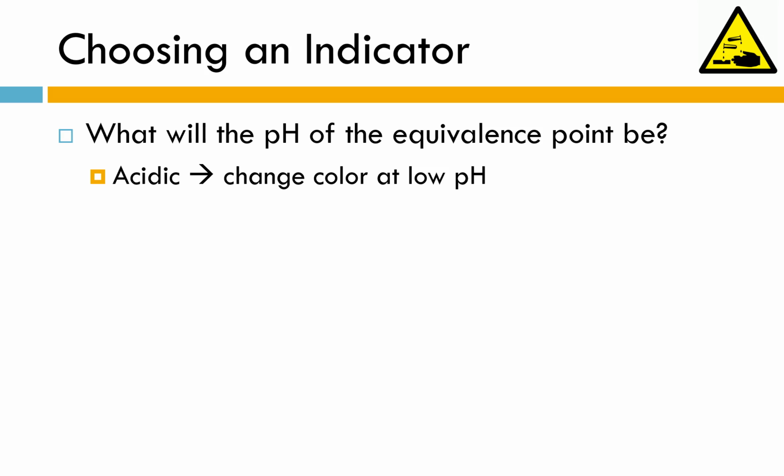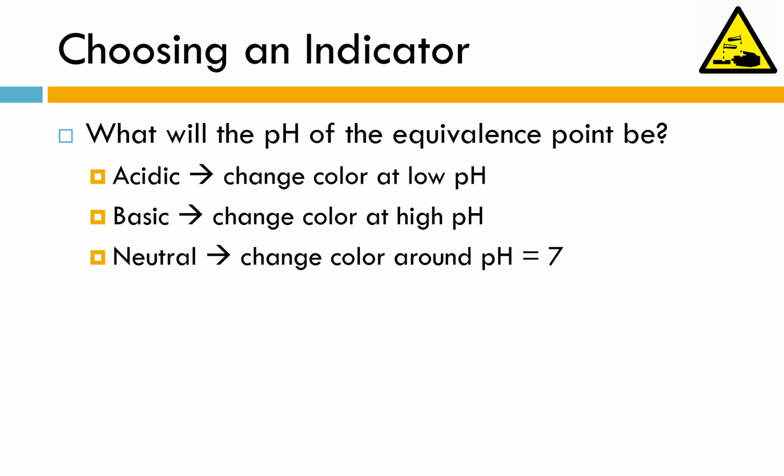An indicator that changes colors in a low or acidic pH range would be needed. If you've got a strong base arm wrestling a weak acid, you need an indicator that changes color at a higher pH, somewhere in the basic range. And if you've got two evenly matched acids and bases arm wrestling each other, you're not going to have a winner, so you need an indicator that changes colors at a pH of around 7.